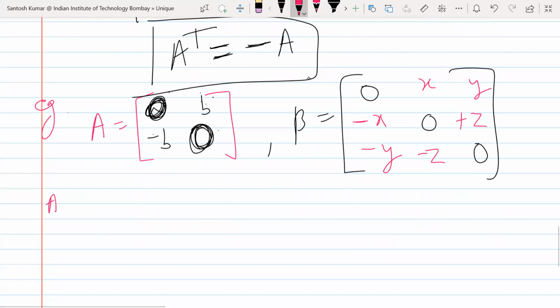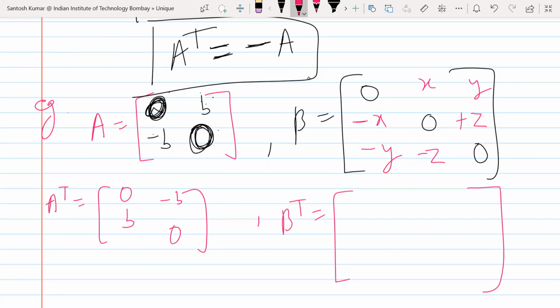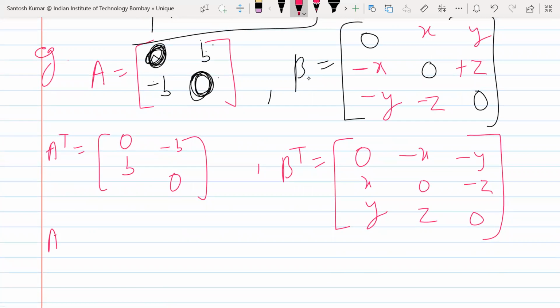Now you can check, find A transpose. A transpose will be: first row is 0 b, which is the first column of A, and the second row is minus b 0. It transposes by interchanging rows and columns. Okay, B transpose you take: 0 x y, minus x 0 z, minus y minus z 0. So now for A transpose you take minus common, or you calculate separately minus A.